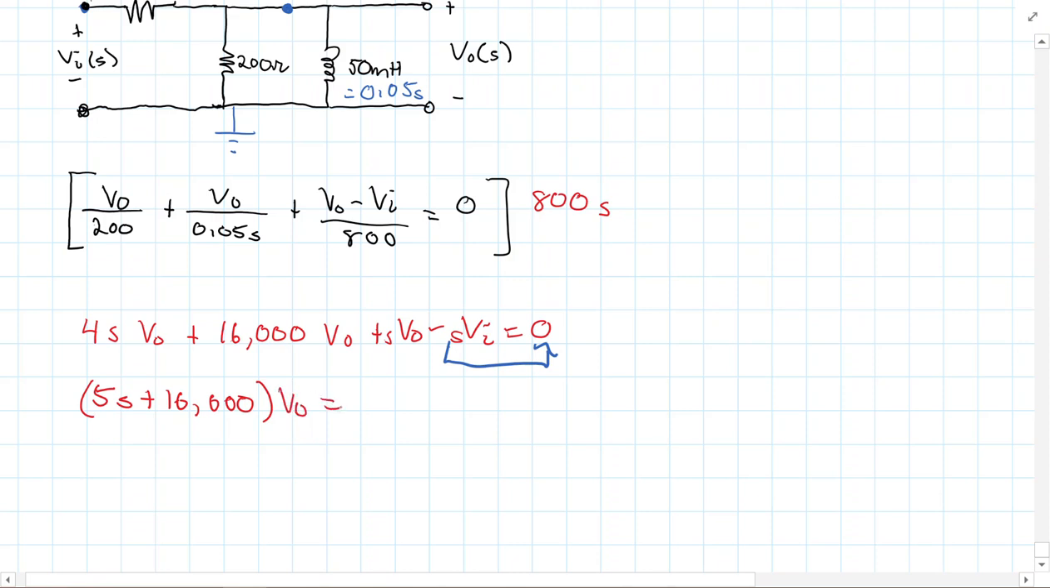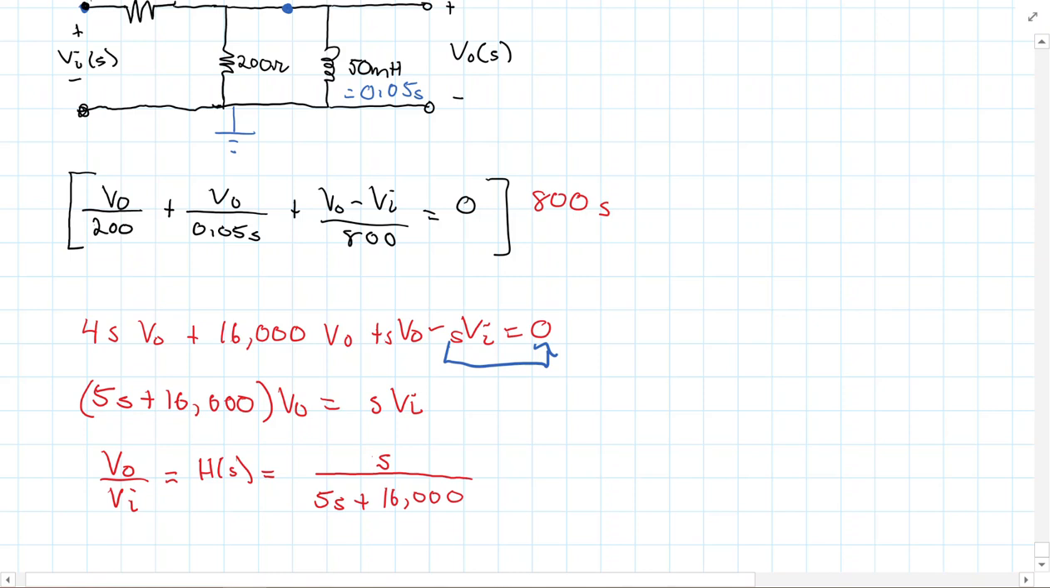V out is equal to S times V in. Now, you want to make sure you're getting V out over V in here. So I'm going to divide by the V in and divide by this 5s here. So I'd get V out over V in, which is my transfer function, which is equal to s over 5s plus 16,000.